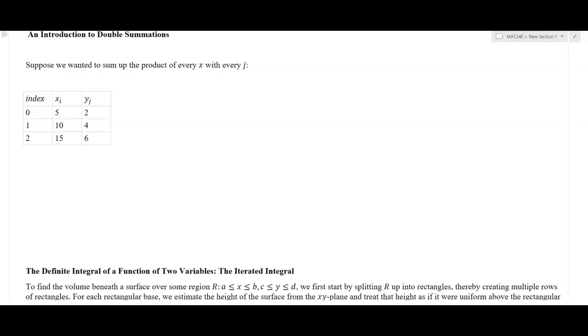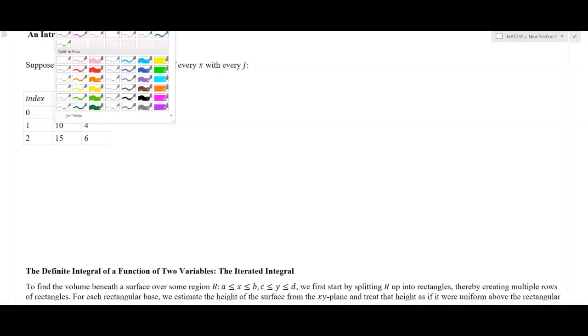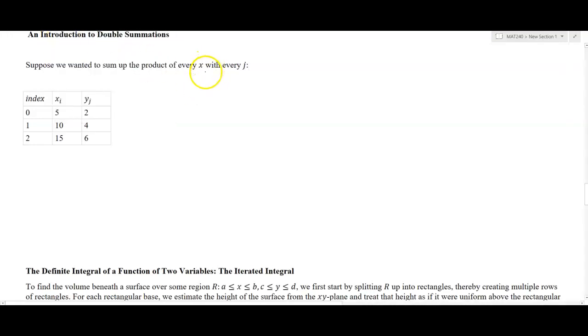One of the most fundamental things that we're going to need to do when we talk about integration in multivariable calculus is the notion of double summations. We're going to be adding up a bunch of things, and we're going to have an x and a y component that we're going to need to sum across. So as a result, we want to begin thinking about how we could do this.